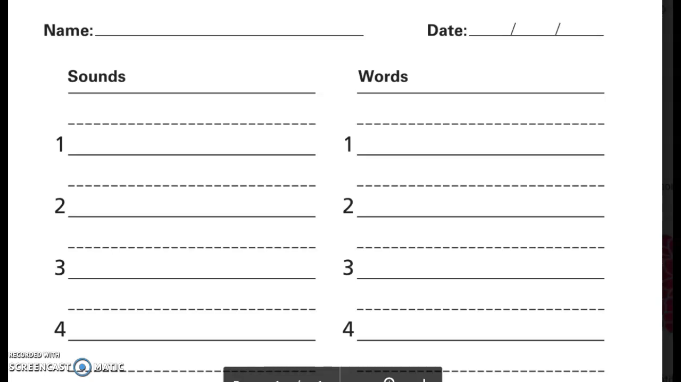Okay, so this should look pretty familiar by now. I'm going to dictate some sounds, and then you guys are going to write the letter that it goes with. You don't have to have this paper. You can just make a paper with two columns, and that will be just fine. So here we go. I'm going to say the sound again, and you guys are going to write the letter.